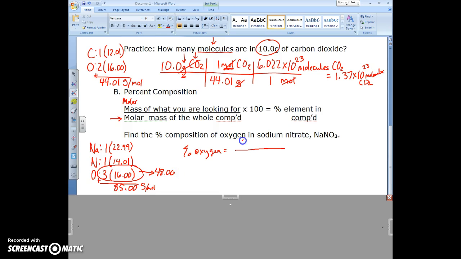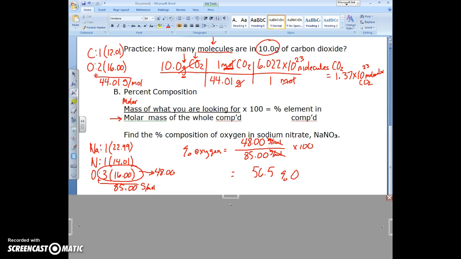So that's what's going to go on top, the mass of all my oxygens, because that's what I'm looking for, grams per mole, over the mass of the whole thing, which we calculated, 85 grams per mole. And then all of that times 100. Well, grams per mole divided by grams per mole, those cancel out, and all you're going to end up with units is a percent sign. And so 48 divided by 85 times 100 is 56, and we'll just go to one decimal place, 56.5% oxygen. So that's a lot of oxygen in that particular compound.